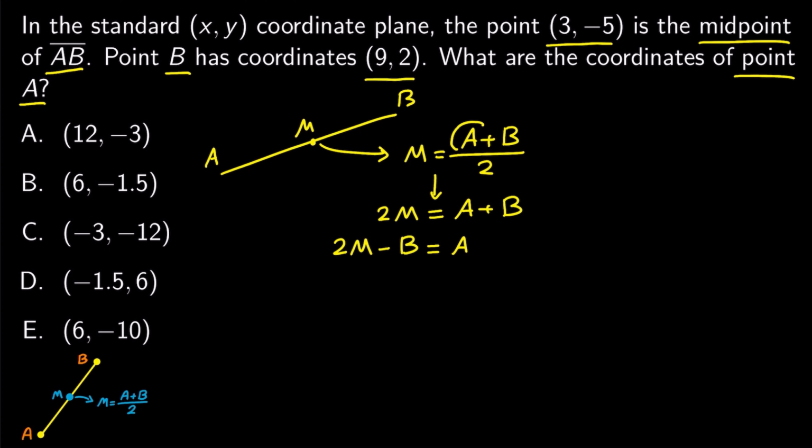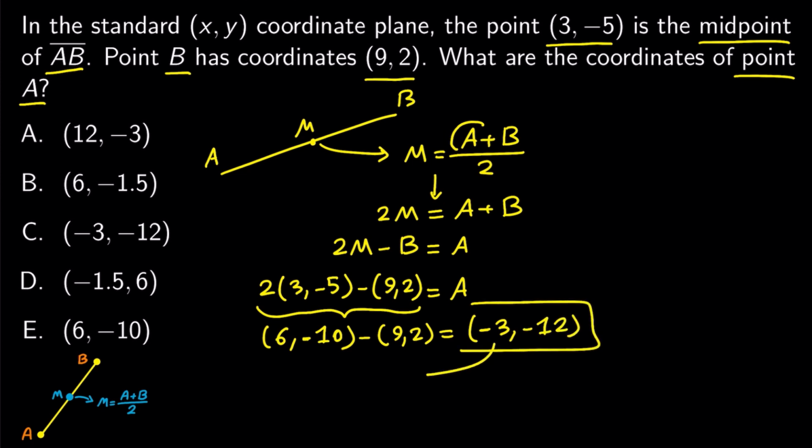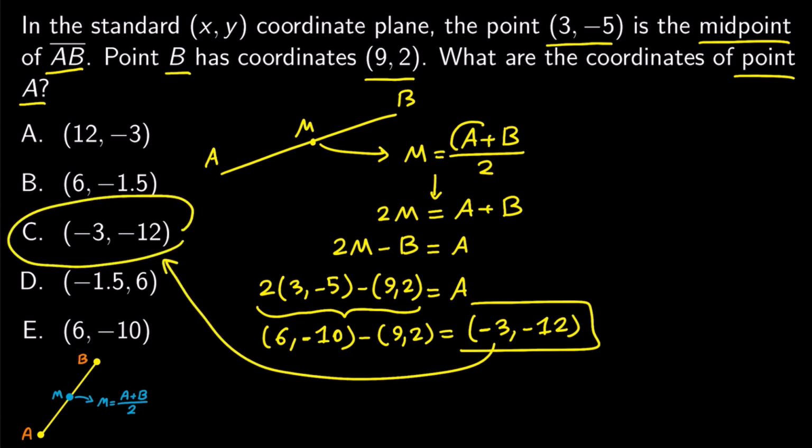Now we can substitute the values for M and B to get 2 times the midpoint (3, -5), minus B, which has coordinates (9, 2). Now we can calculate this expression to get 2 times 3 is 6, 2 times -5 is -10, minus (9, 2), which gives us 6 minus 9 equals -3, and -10 minus 2 gives us -12, and that's it. The answer is C.